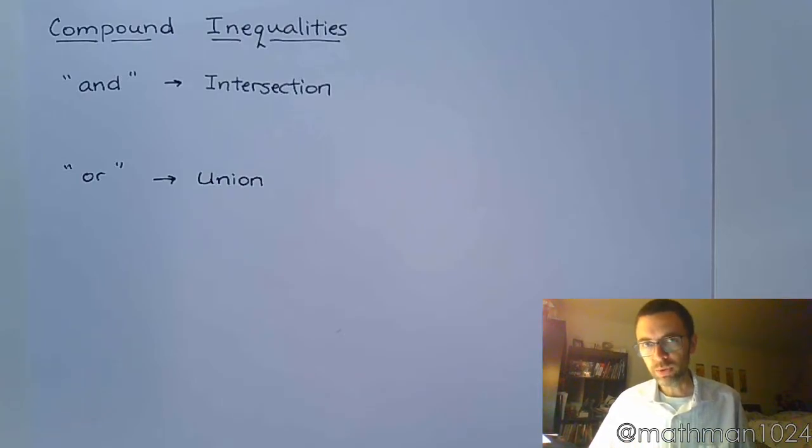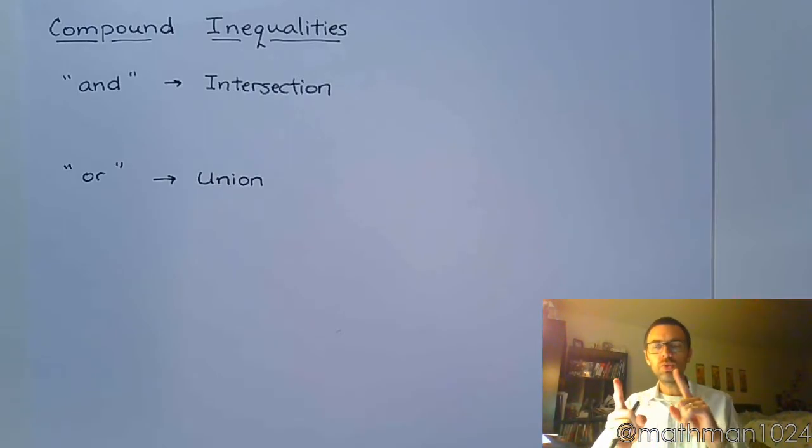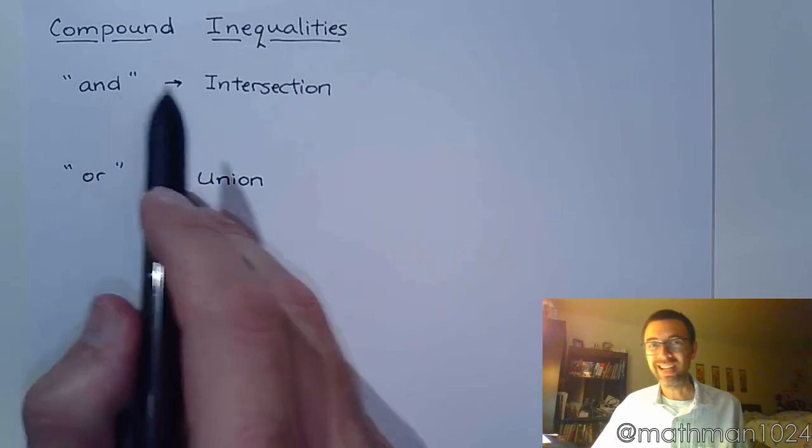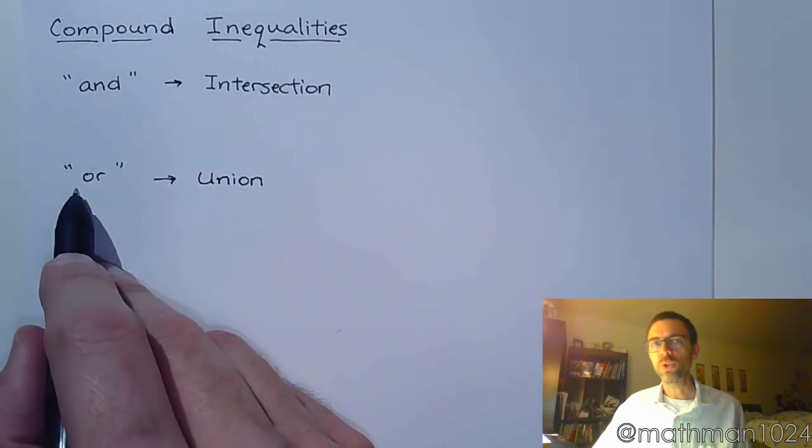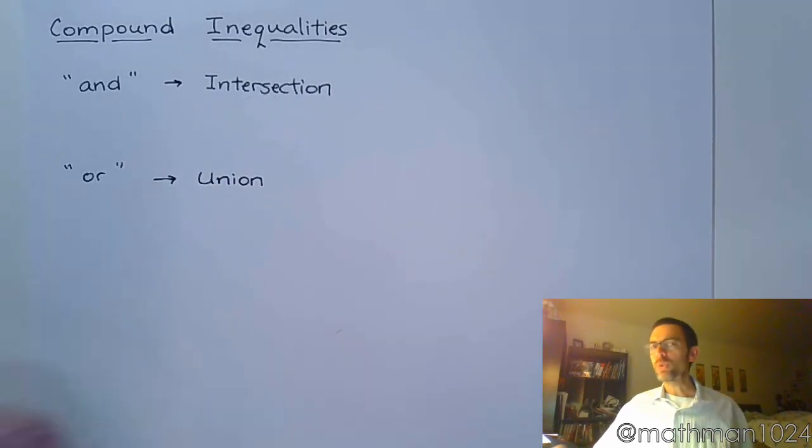In this section, we're going to be looking at compound inequalities. The easiest way to describe this, for the most part, is that you have two separate inequalities, and they're going to be joined by one of two words. Either the word "and," which indicates an intersection, or the word "or," which means a union. So let's make sure we understand the difference between intersection and union.